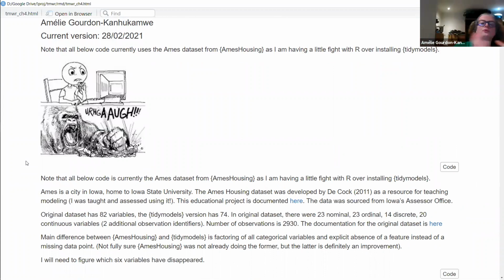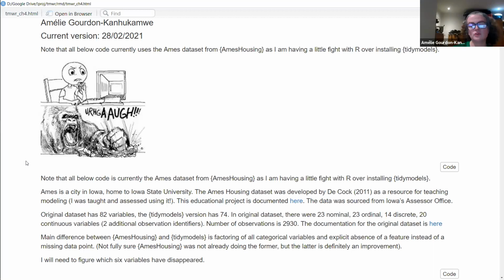As per the chapter, Ames housing is housing data, very explicit in the name, from Ames, which is in Iowa, and home to Iowa State University, for those like me who don't know where that is. It was developed by De Cock in 2011 as a resource for teaching. That's why I know it, because it was used when I was taught regression. And in the markdown, I've put some links to the documentation and an article he wrote about it as an educational project.